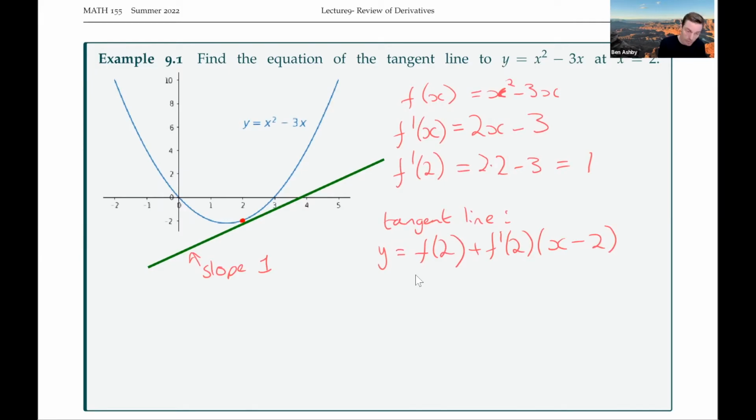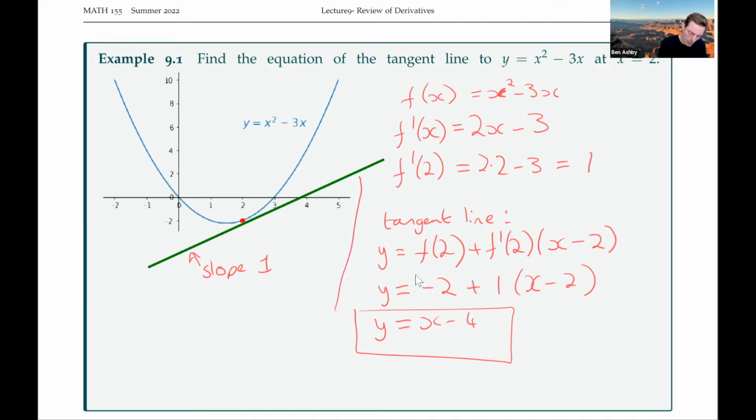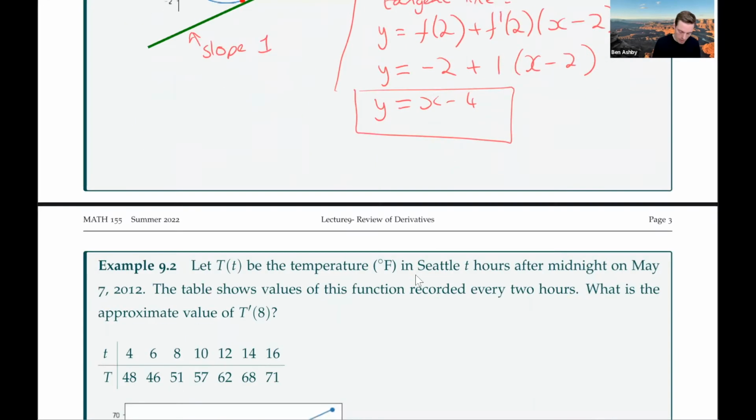Okay, so we work out what this is. f of 2 is equal to minus 2. And for f prime of 2, we know that the slope of our tangent line is going to be 1, so just put the 1 in there, and then x minus 2. So the equation of this is going to be y is equal to x minus 4. So this is the equation of our tangent line, this line here. Okay, so that's the equation of our tangent line.